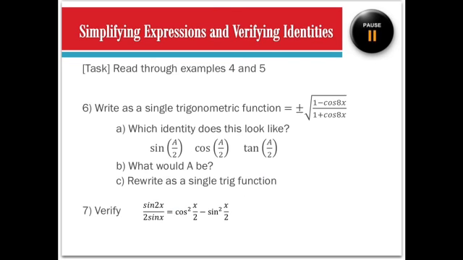Alright, so check out examples 4 and 5, and then we'll go over the answers in a second. So pause the video.